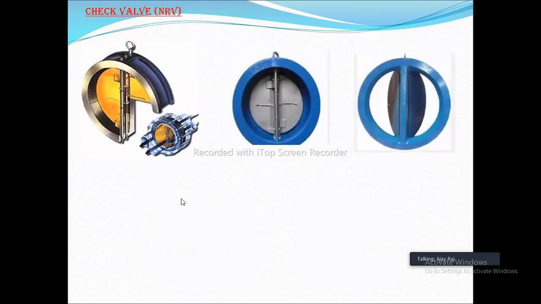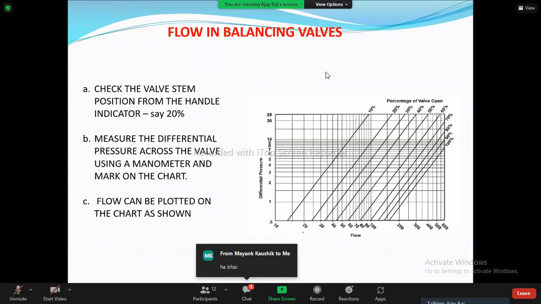Then you have check valves. So this is a dual plate check valve. That is what is called a K chart. So with every valve you get this K chart. Check the valve stem position from the handle indicator. It will give you either a percent, 10%, 20%, 30%, 40%, or it will give you the number of turns, 1 turn, 2 turns, 3 turns, 4 turns.